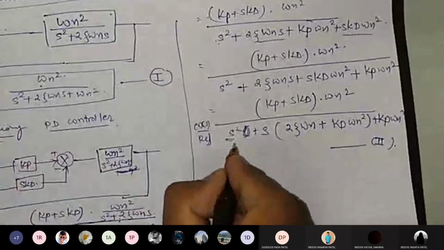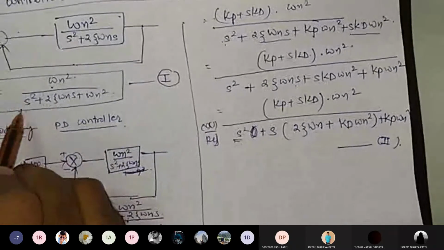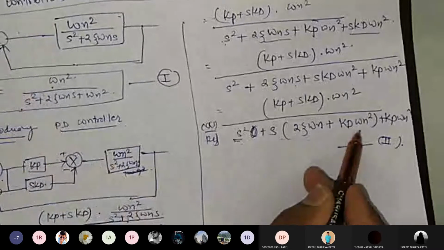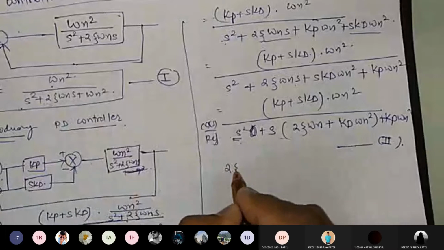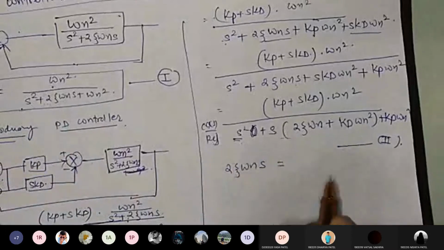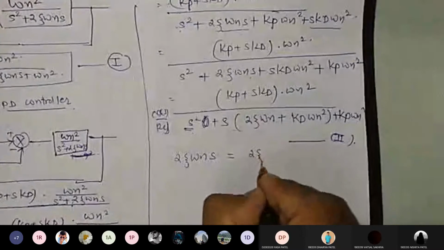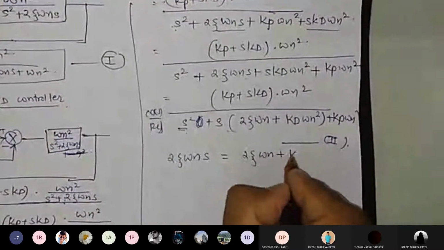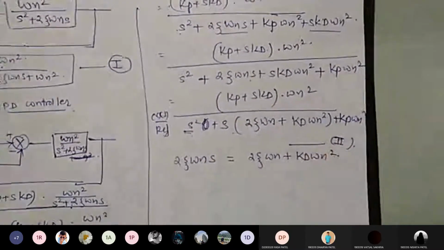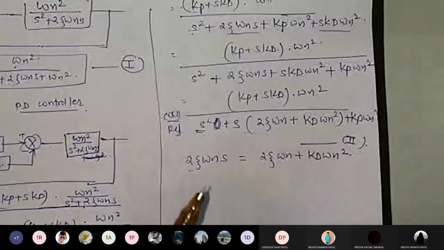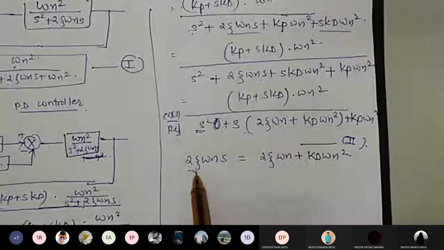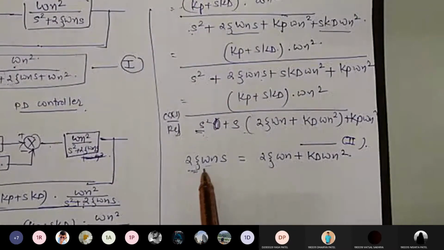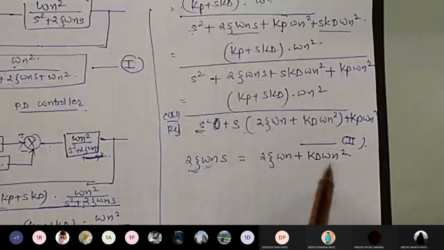s square, the answer's B s square, meaning the B coefficient s square has no change. Over here there is a change. Previously this term was only 2 zeta omega n s. Now this term will be 2 zeta omega n plus kd into omega n square. So the middle term changed. What does the middle term consist of? It consists of your damping ratio. Zeta is the damping ratio, and that has changed.